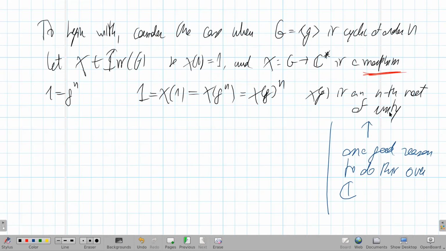And actually, there are n distinct nth roots of unity, because it's important that it has characteristic 0. As you remember from the algebra courses, in positive characteristic, for instance characteristic p, the only pth root of unity is 1. The p, a prime number, is 1, so you have only one root. But here, given n, you have n distinct nth roots of unity. So chi of g is an nth root of unity.